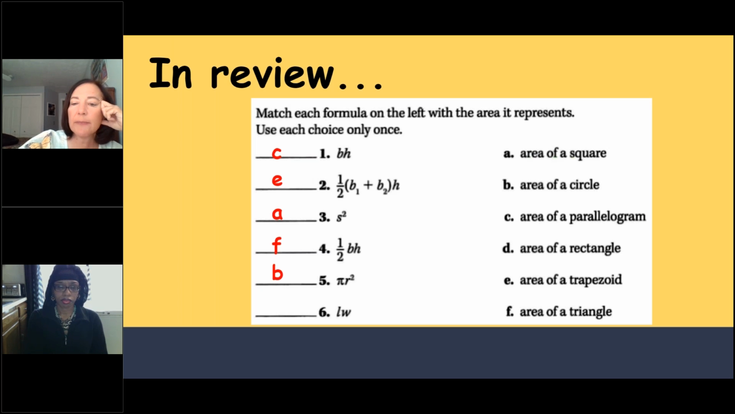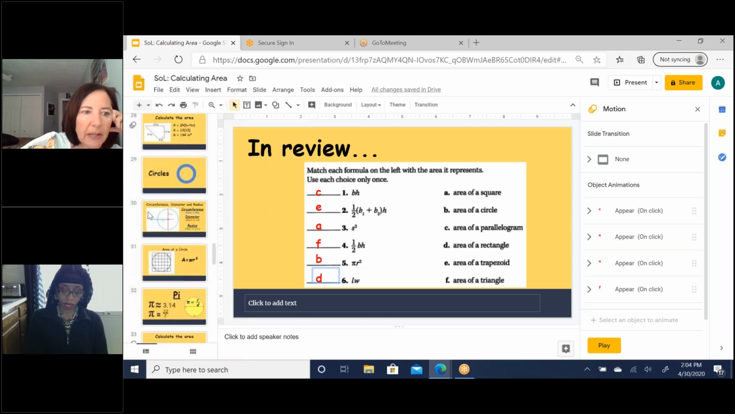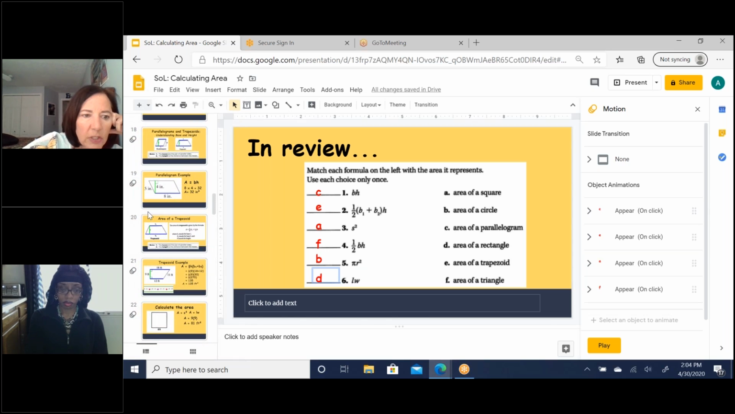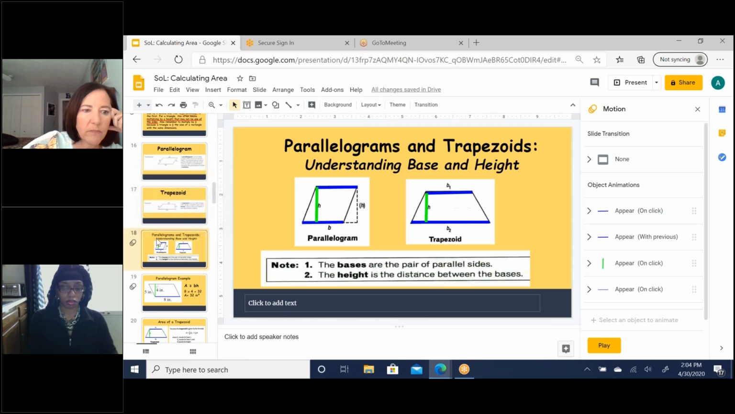And then length times width is just another way of saying base times height, but it's only used for the rectangle. And so that is the final one. Okay. I'm not going to go back through the whole lesson, but I do just want to show you the trickiest parts.